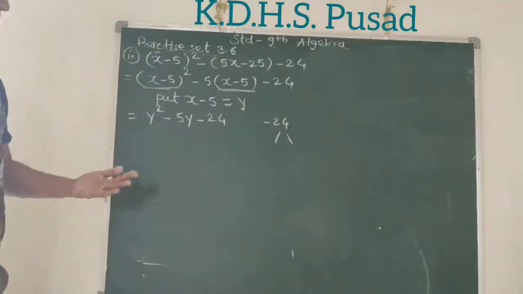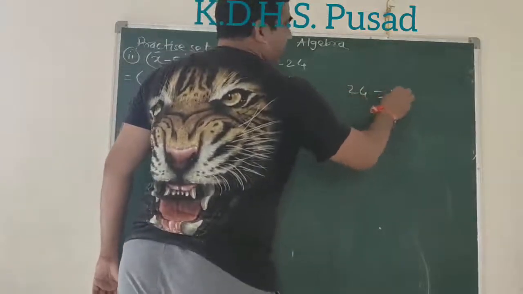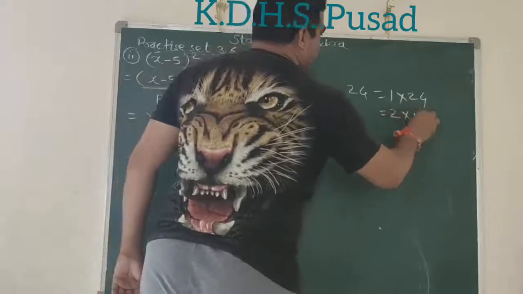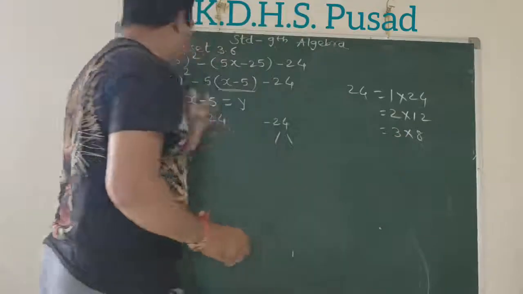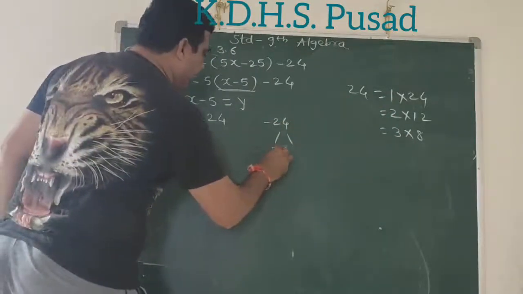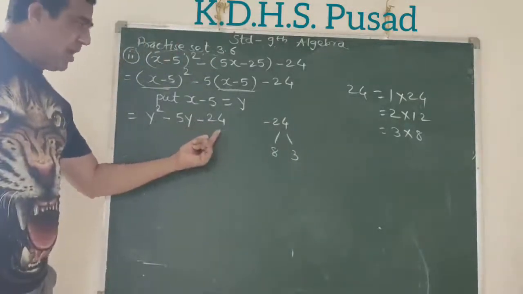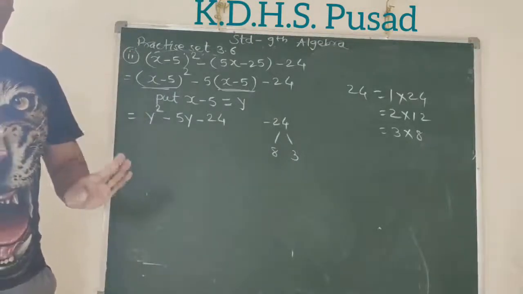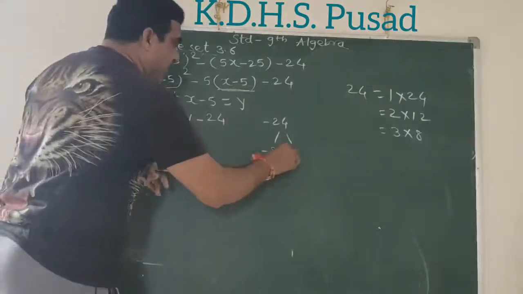So if we check the numbers, for your convenience: 1 into 24, subtraction 23; 2 into 12, subtraction 10; 3 into 8, subtraction 5. Yes, we got the numbers that we required here, 3 and 8, or you can take 8 and 3. Now their signs. When the product is negative, out of these two numbers, one is positive, one is negative. Now we have to decide which one is positive and which one negative. This sign for the greater number and the remaining sign for the other number.